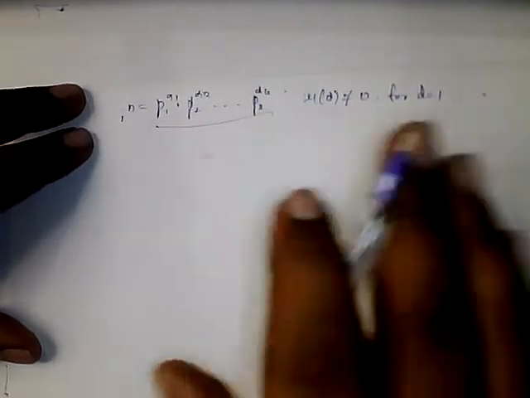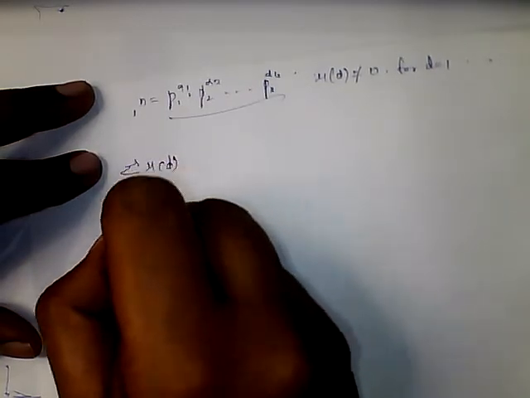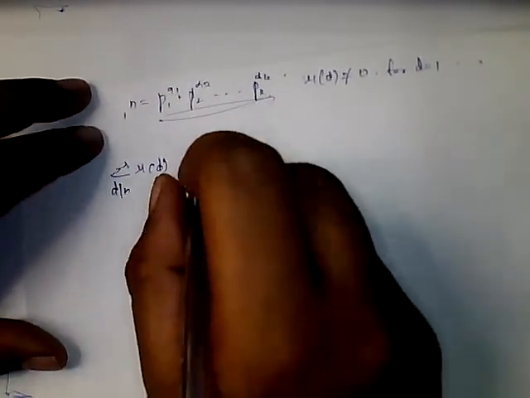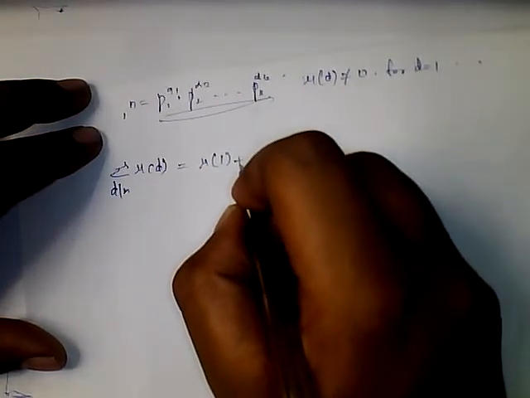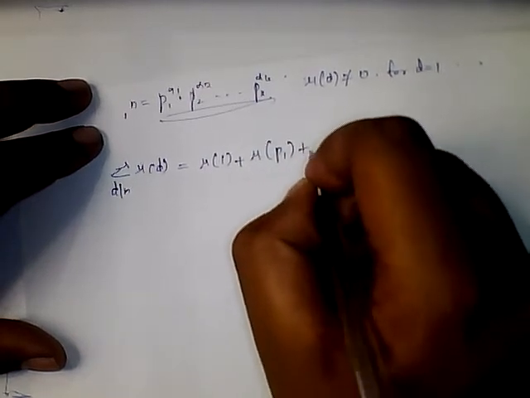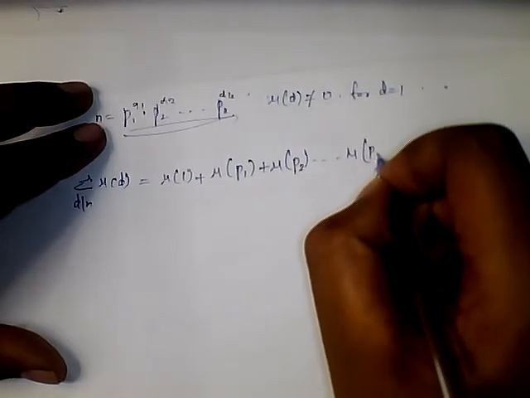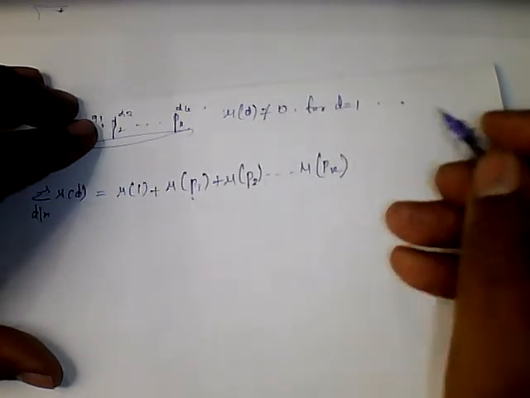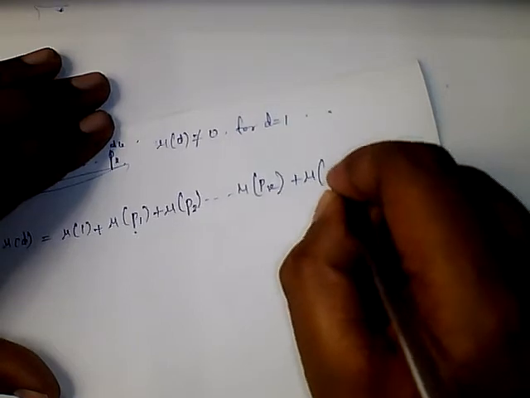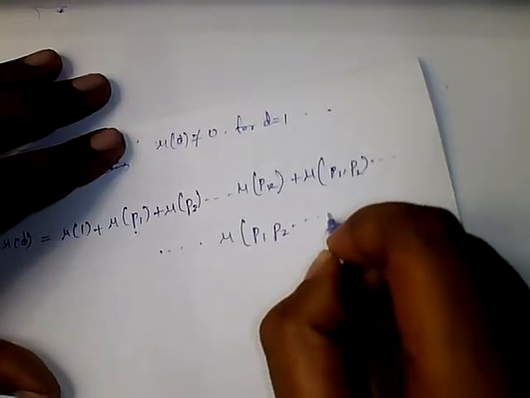These are distinct primes, right? Alright, so we have to consider this mu of d where d divides n. We don't know how many primes there are, k primes. So now we are writing mu of 1, that is what we did previously, then mu of p1, mu of p2, all possible combinations, mu of pk, and then multiplying p1 with p2, p3, p4 and so on, you will get mu of p1 p2 and so on, and also you will get mu of p1 p2 so on up to pk.